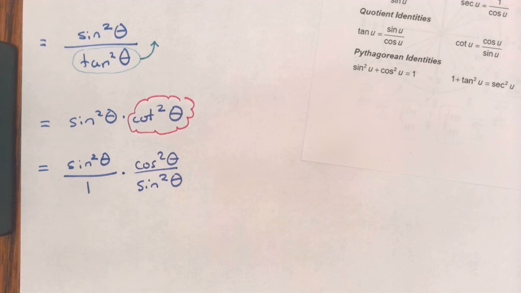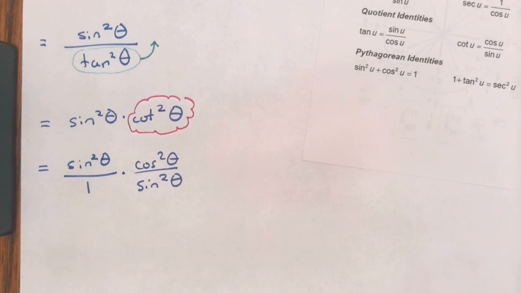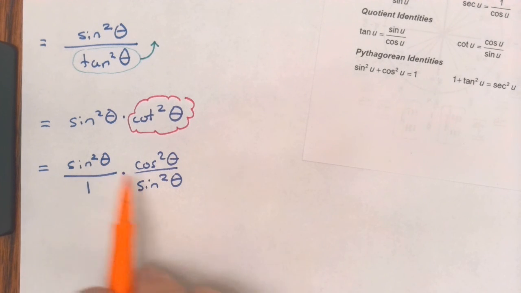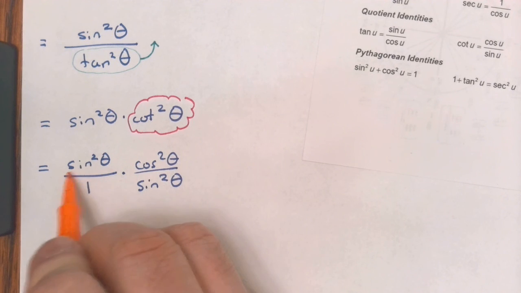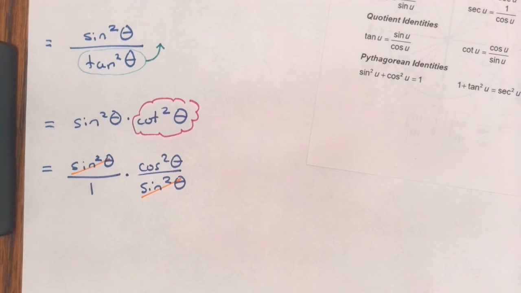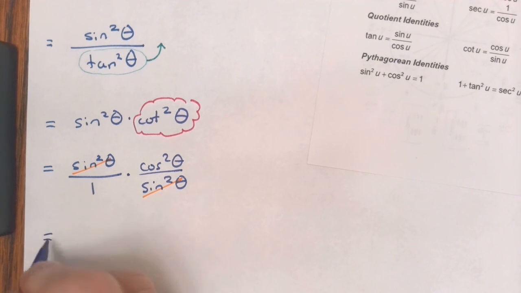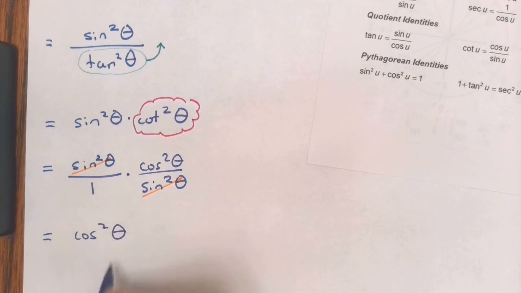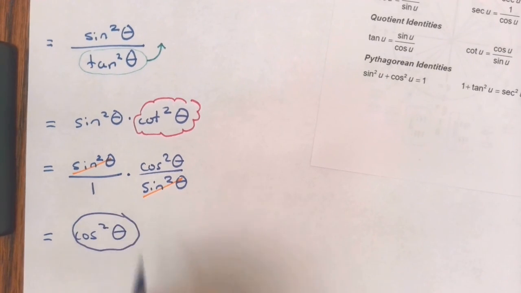I have a couple fractions being multiplied together here. There's no addition or subtraction, so if we have anything in the top that matches anything in the bottom, we can get those to cancel out. So the sine squared in the top of the first fraction will cancel out with the sine squared in the bottom of the second fraction, and that just leaves us with the cosine squared of our angle over 1, or just the cosine squared of our angle. And now we have that in its simplest form.